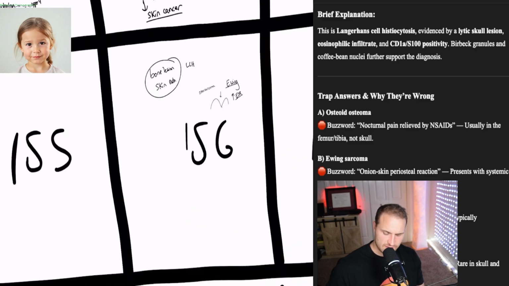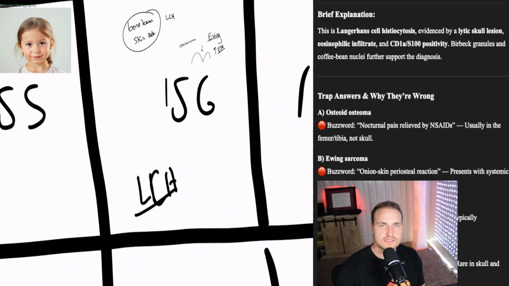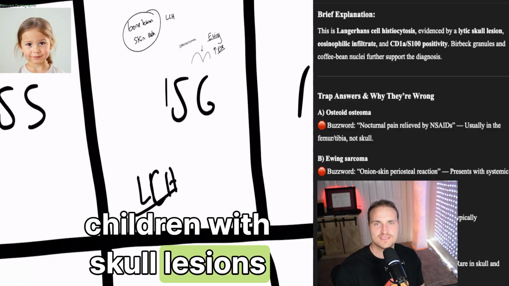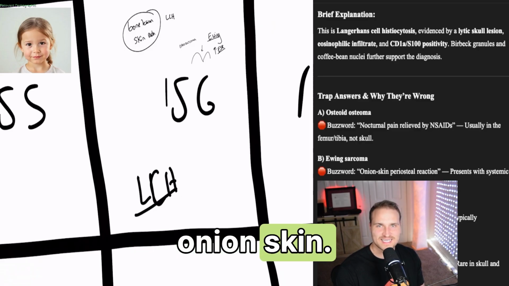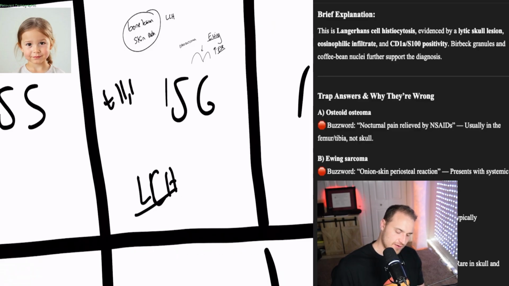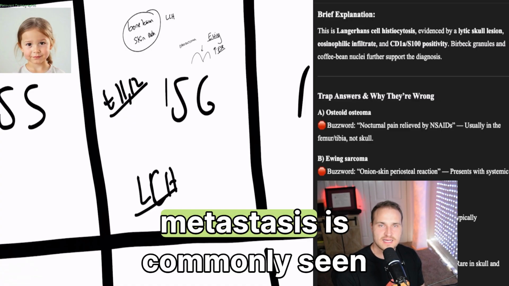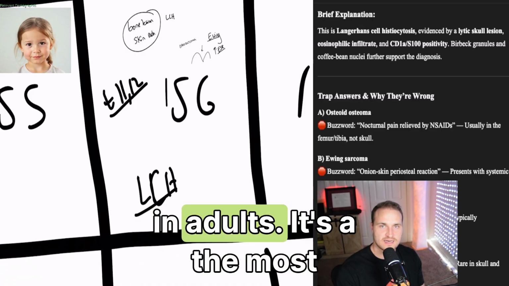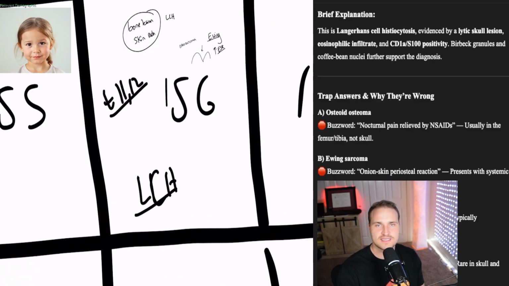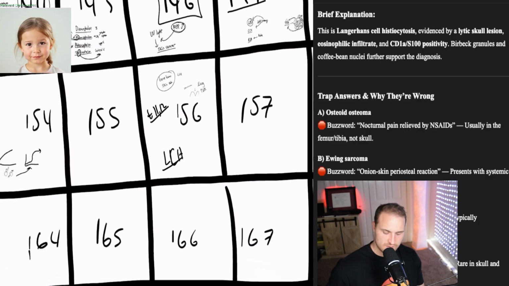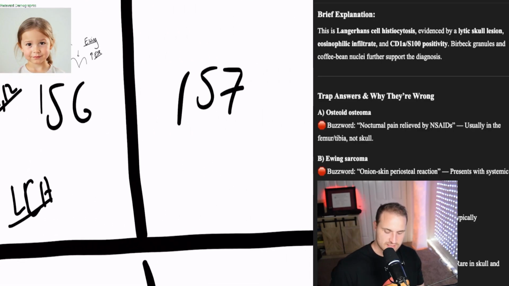So, just to sum all this up, Langerhans cell histiocytosis is going to be seen in children with skull lesions and a rash. It's a dendritic cell problem. Ewing would be, they have onion skin. They also have that translocation for Ewing as well. Osteosarcoma has the sunburst near the knee in the teens. Metastasis is commonly seen in adults. It's the most common malignant bone lesion overall. And then cysts are just benign. Okay, so those are all of the lesion associations you need to know for Step 1.